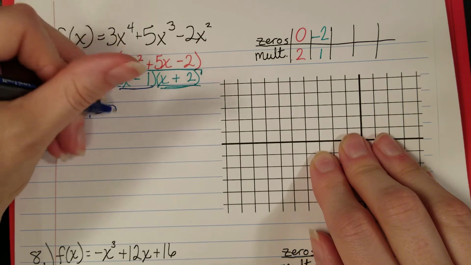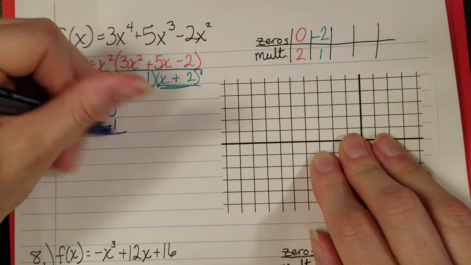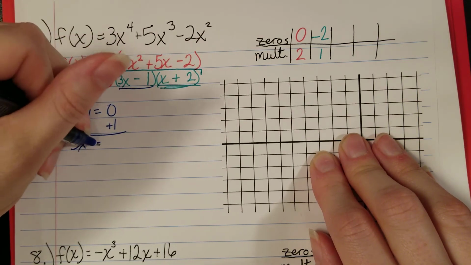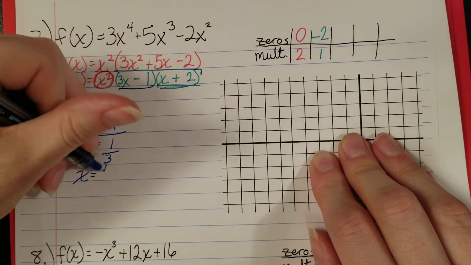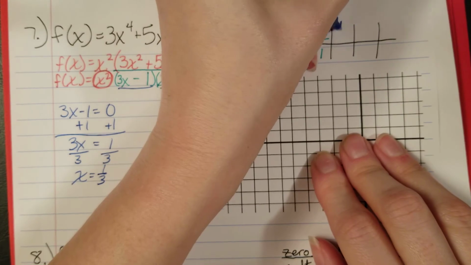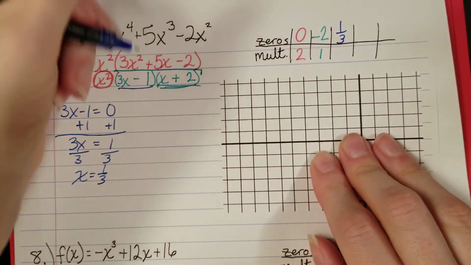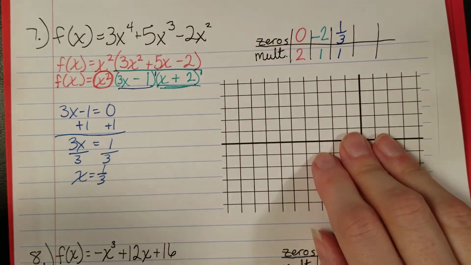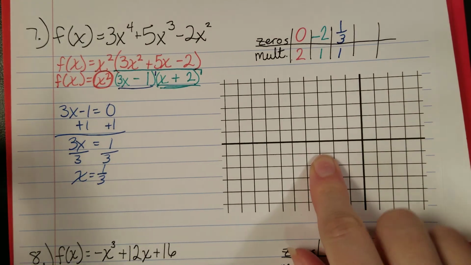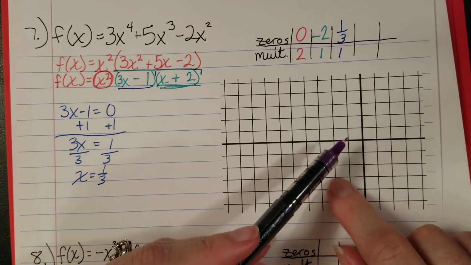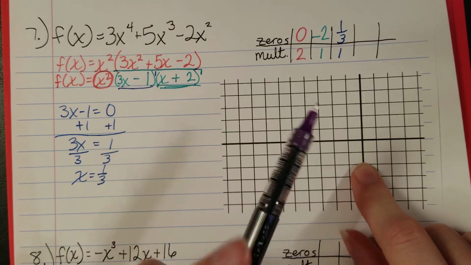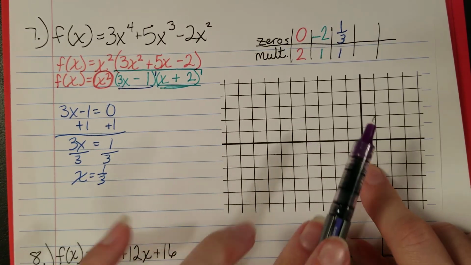And then I'll go ahead and do this one. 3x minus 1 equals 0. Solve it for x, so add 1 to both sides. 3x equals 1, divided by 3, so x equals 1/3. So I have a 0 at 1/3 with a multiplicity of 1 also. Okay, now let me see here. See if I can scale this out.